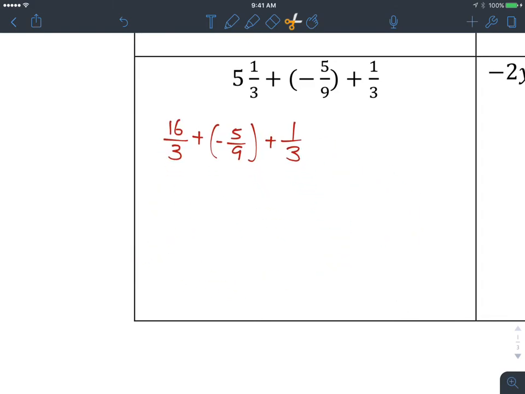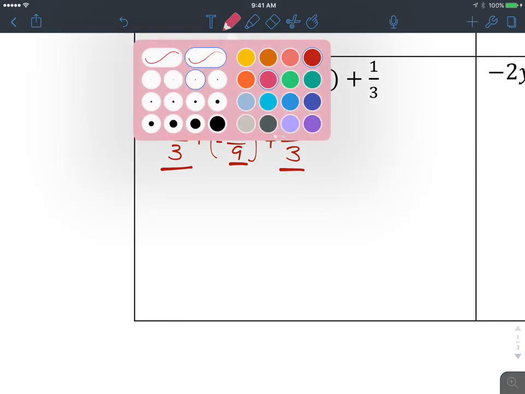So now we have all 3 fractions with no whole numbers, and so the next thing we need to do is find the least common denominator of 3, 9, and 3. And the least common denominator of 3, 9, and 3 is going to be 9, because 3 times 3 equals 9, and 9 times 1 equals 9, so the least common denominator for these 3 is going to be 9. I'm going to put that in a different color.